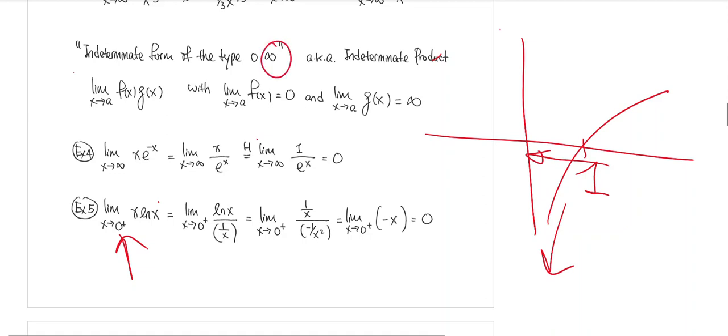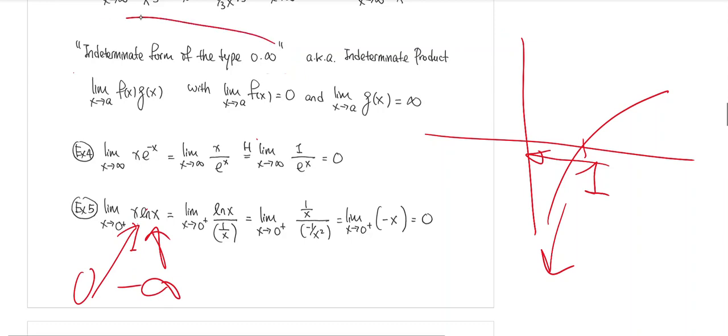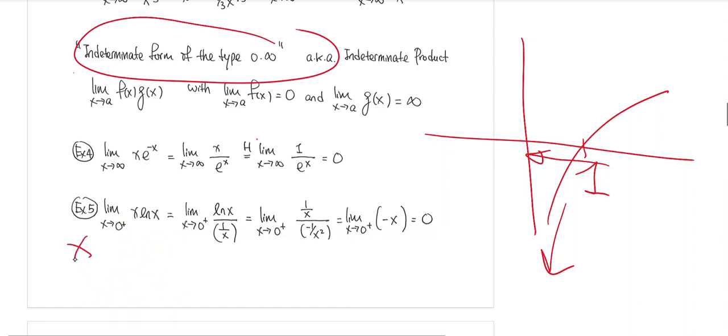By the way, when we say infinity, it doesn't really matter whether it's a plus infinity or negative infinity. Your L'Hopital rule still works. Now you see that this thing here goes to 0, this thing here goes to negative infinity. So it is an indeterminate form of this type, and the way you deal with it is to try to change the form. So you can write x as 1 over 1 over x.